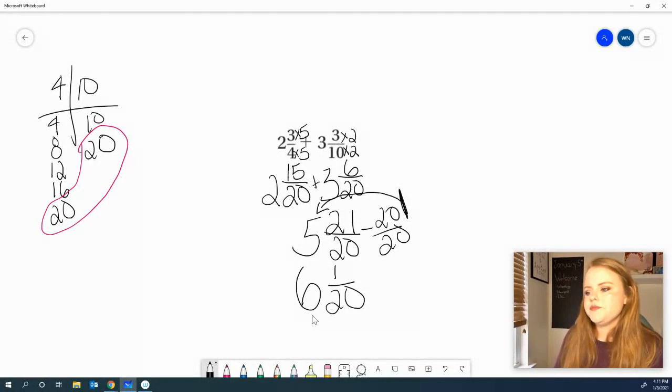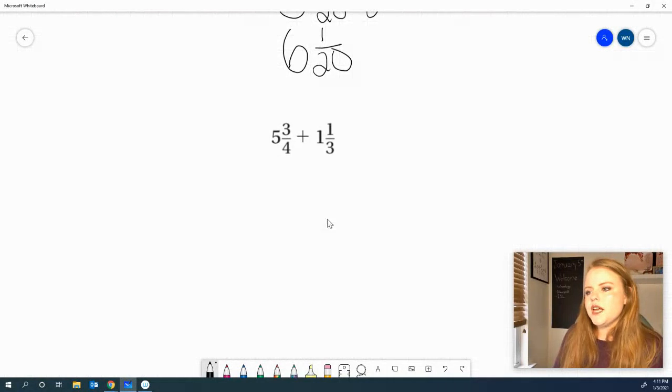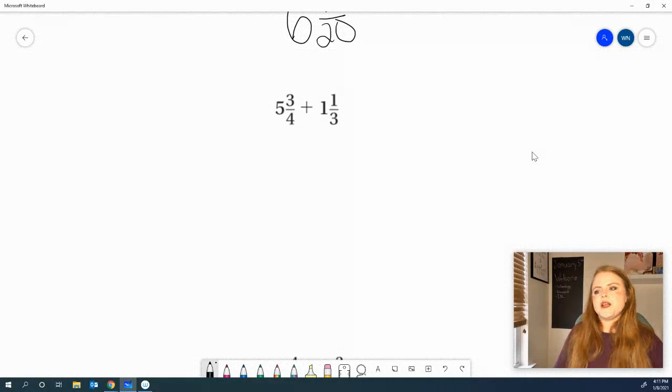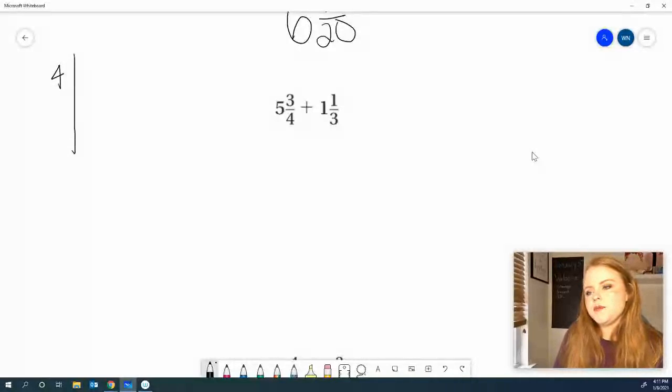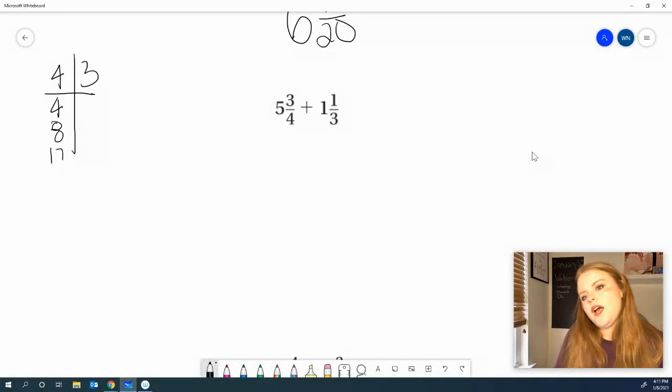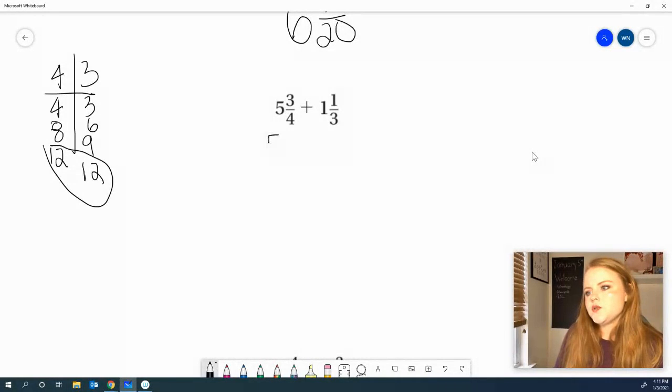Let's do another one. We've got 5 3/4 plus 1 1/3. Let's T-chart it up. 4, 8, 12. 3, 6, 9, 12. 12 is going to be our common denominator. So let's rewrite this fraction. I had to multiply 4 by 3 to get me to 12. And if I multiply the denominator, you have to multiply the numerator. 3 times 3 is 9.